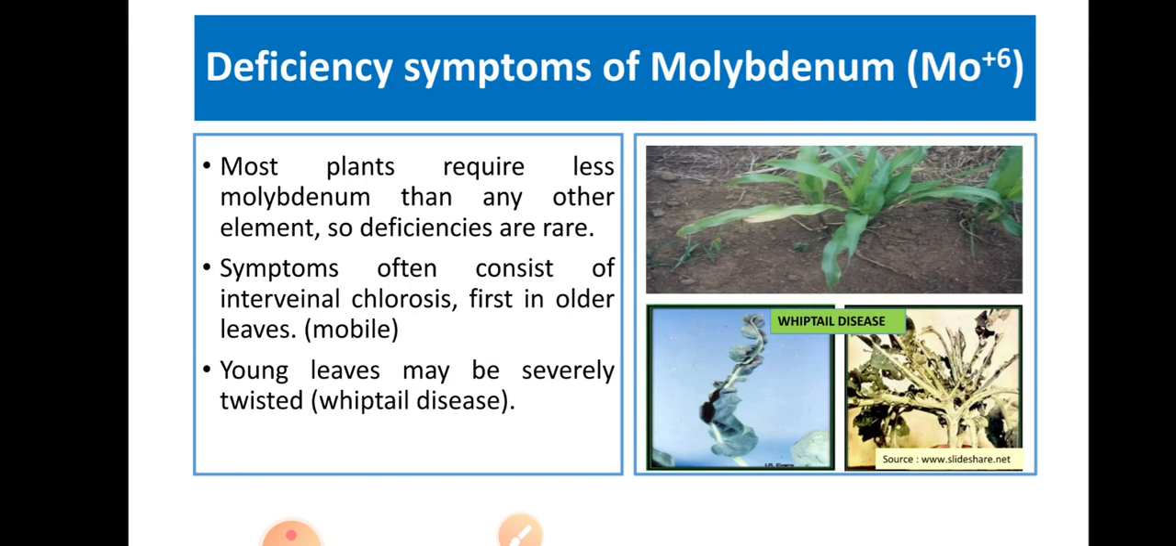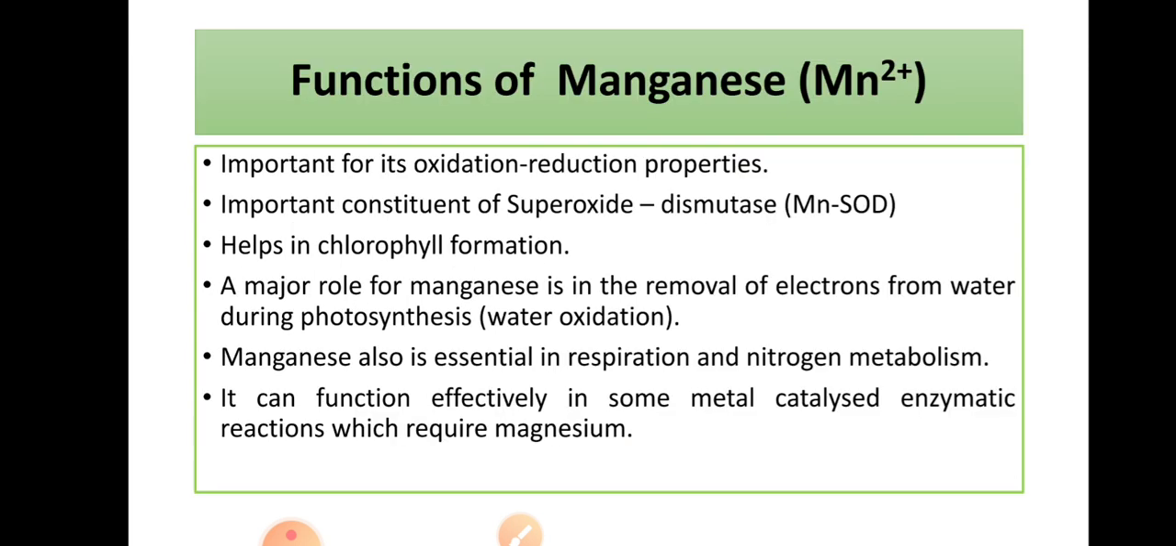The deficiency symptom of molybdenum are interveinal chlorosis that occur firstly on older leaf as molybdenum is also mobile in plant. Young leaves may be severely twisted. The whiptail disease of cauliflower take place due to deficiency of molybdenum.